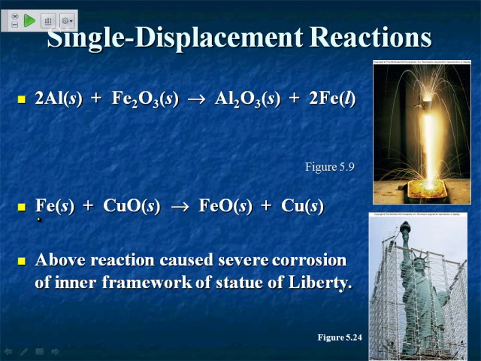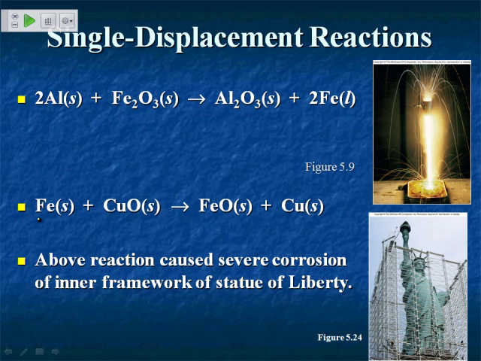Now, this reaction which we looked at in the beginning of this chapter when we started how to balance an equation is a single displacement reaction. Aluminum, free aluminum metal, displaces iron from iron oxide and forms aluminum oxide and iron as the free metal now. Here is another single displacement reaction: iron displacing copper from copper oxide, forming iron oxide and copper metal.